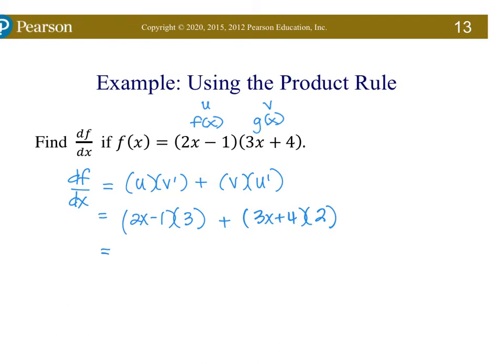We use distributing to clean this up a little bit, so we'll have 6x minus 3 plus another distributing, so 6x plus 8. And so we're looking at an overall value of 12x plus 5. And that is the derivative using the product rule of two very simple functions.